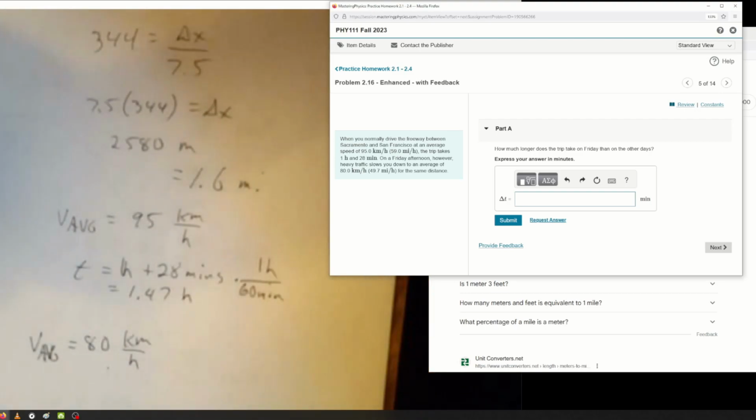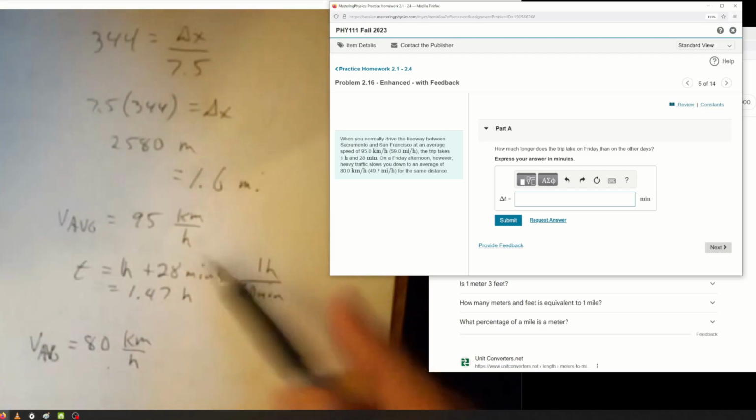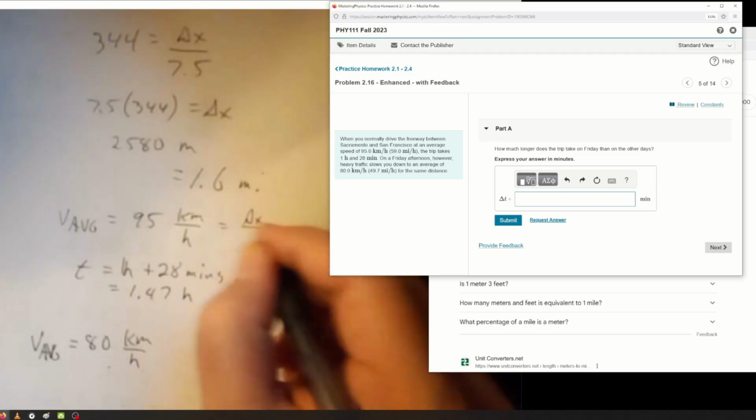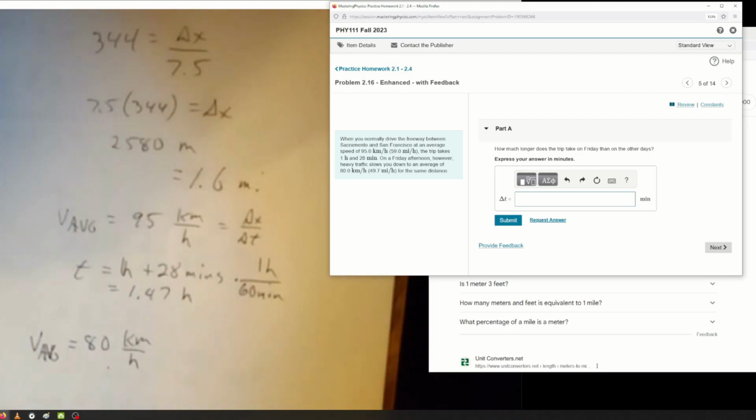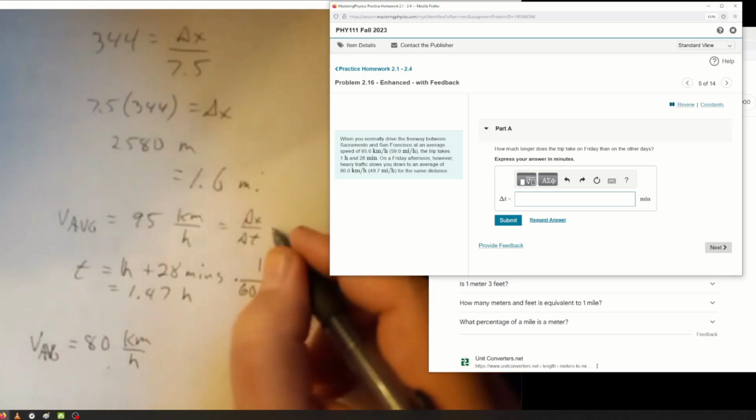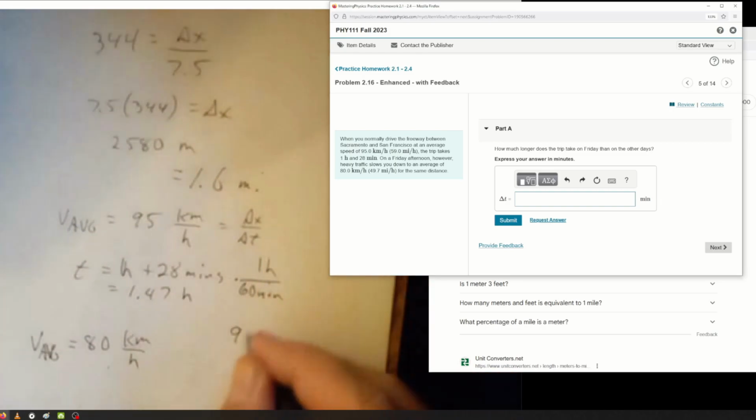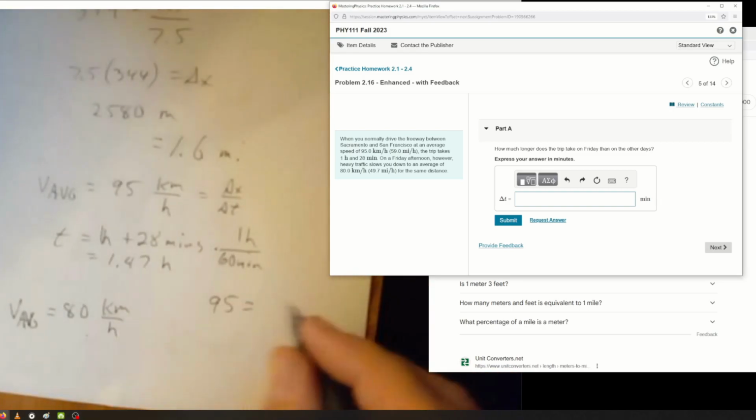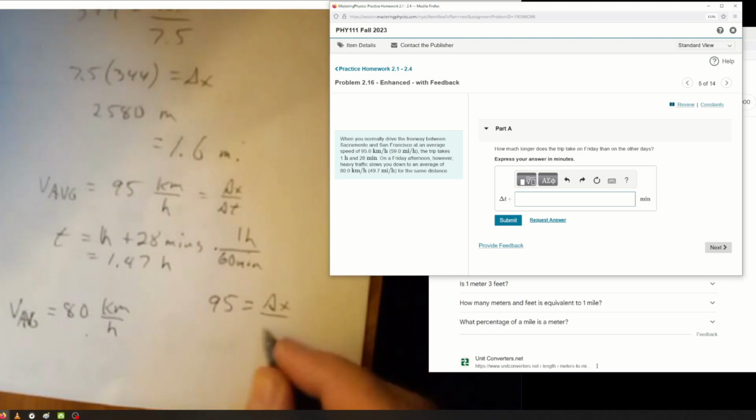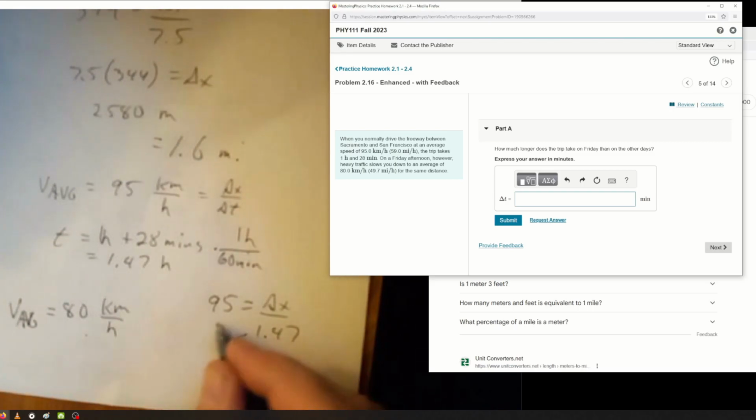So we have an average velocity, which is change in position over change in time. And we know the change in time is 1.47. So we have this equation to solve. So just multiply that.